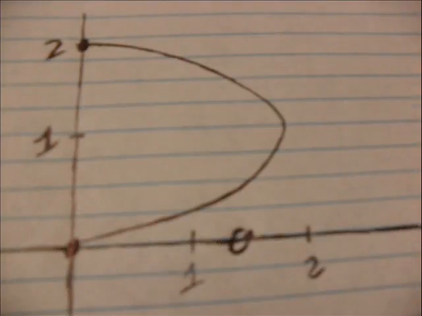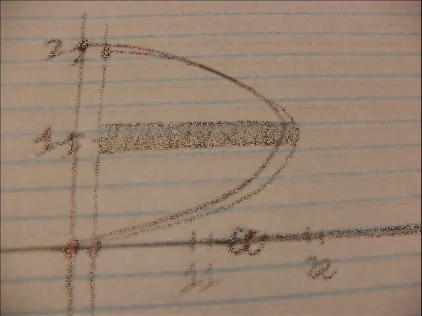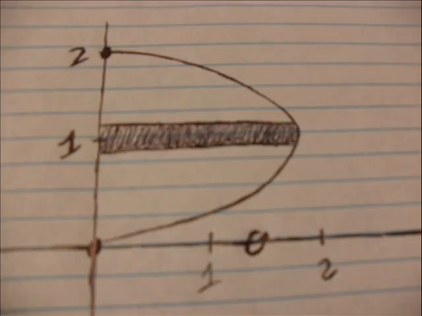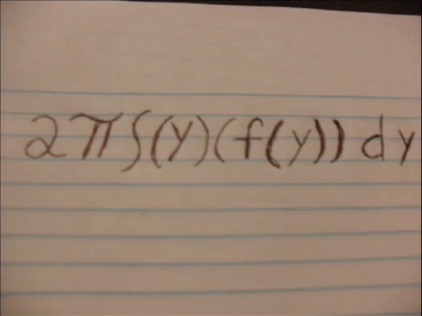Since it's squared, it's a parabola, but y makes it sideways, and the negative makes it turn into the axis. We'll need to draw a rectangle parallel to the axis which we're rotating, which is here, the x-axis. Now we have our formula, 2π integral y f of y dy.